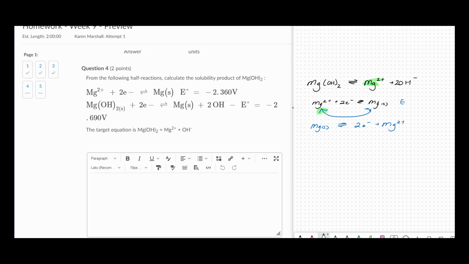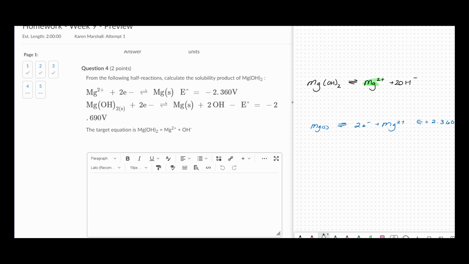Now that takes my negative reduction potential, negative 2.360 volts, and makes it an oxidation potential. So what I'm doing is I'm actually changing the sign. So the E of this equation is now positive 2.360 volts.